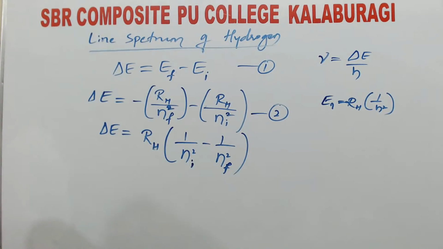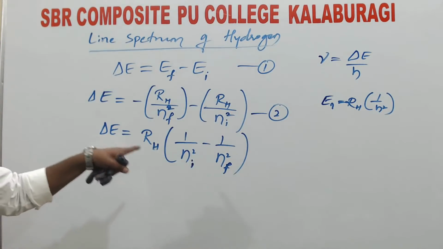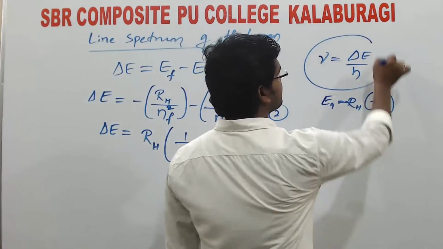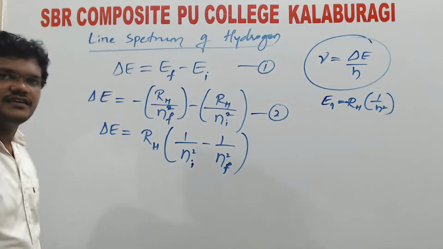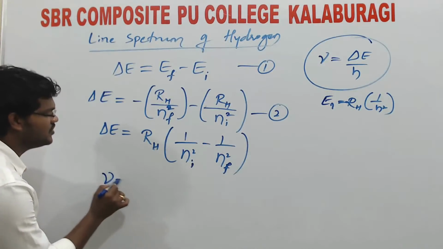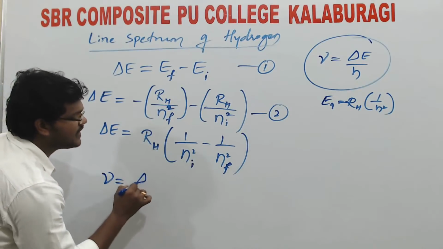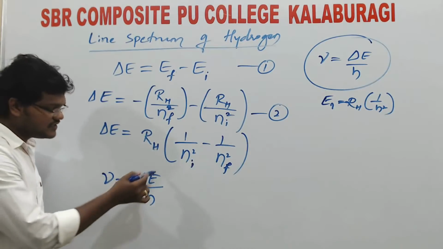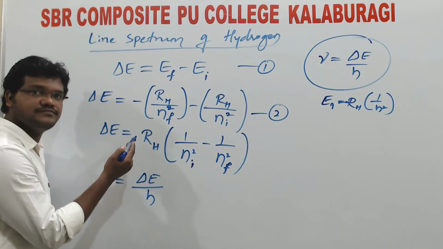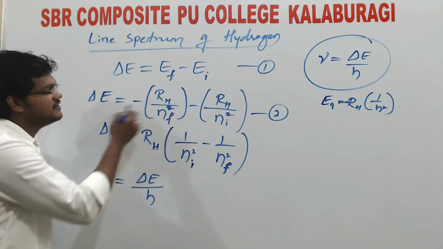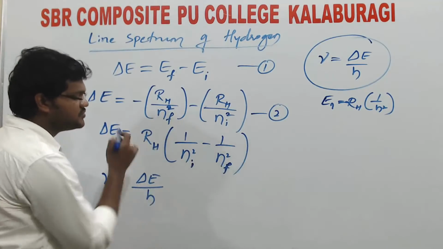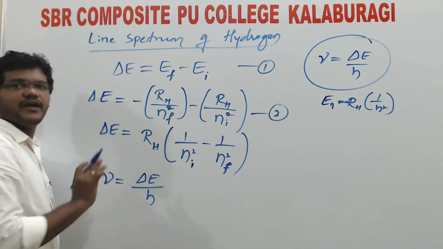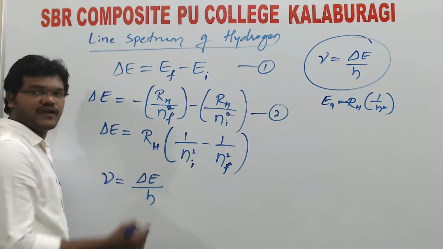Clear? And now the frequency associated with energy. Nu is equal to delta E, the change in E, divided by h. So this delta E is nothing but this one. You are supposed to substitute this value over here divided by h, and you know the RH value.